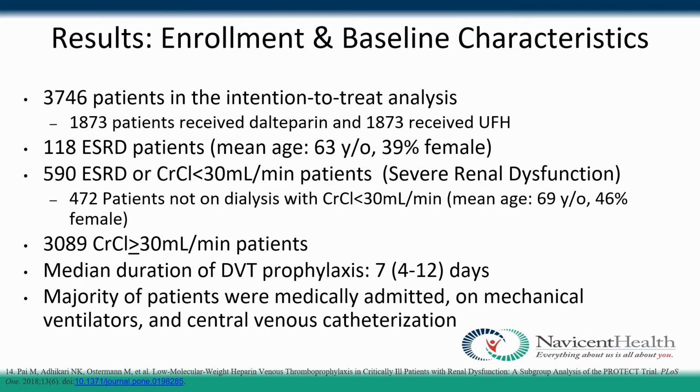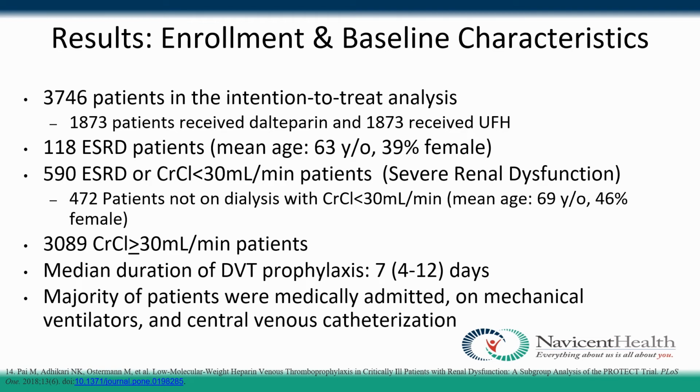3,746 patients were involved in the intention to treat analysis, which means that we involved all the participants who were randomized regardless of the treatment they received. Half of the patients received dalteparin and the other half received unfractionated heparin. Of the 3,746 patients, 118 were end-stage renal disease patients with mean age of 63 years of age and 39% female.